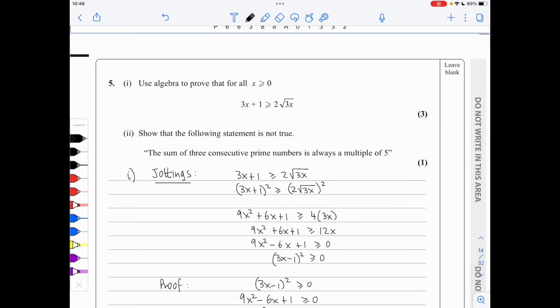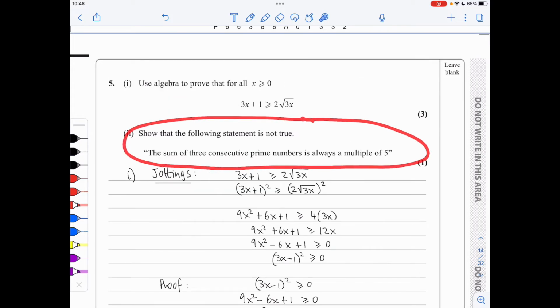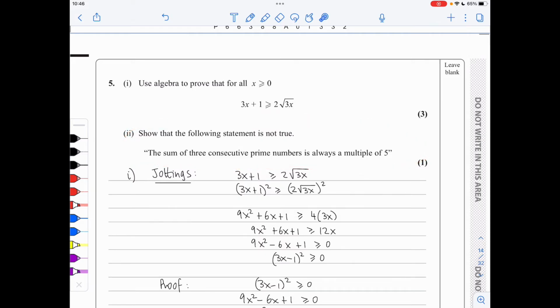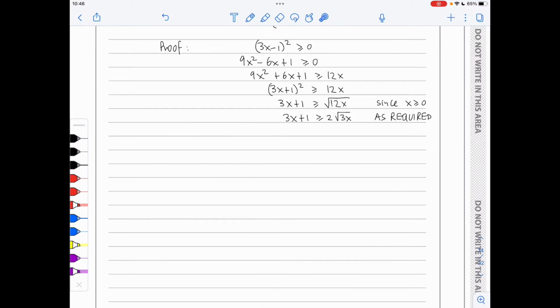In part II, we need to show that the following statement is not true: the sum of 3 consecutive prime numbers is always a multiple of 5. So we need a counter example. This is a particular example for which the given statement is false. With some trial and error, we come up with the example of 5 plus 7 plus 11. These are 3 consecutive primes. This gives me a result of 23, which is not a multiple of 5.